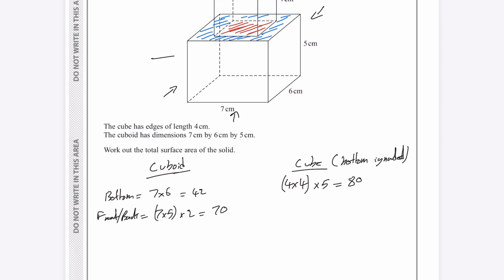And then we have the left and right, so we can just call that the sides, which is going to be 6 times 5. And again, there's 2 lots of them, so that's going to be 30 times 2, which is 60. And this is where you need to be careful.